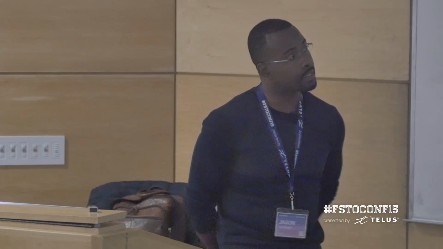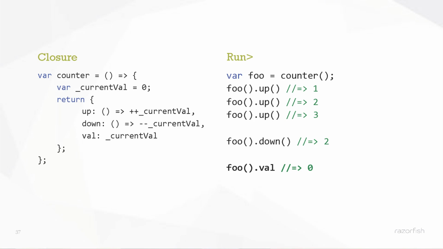So here's another example of a closure. This time it's not returning a function, but I'm returning an object that has three functions. Well, two functions. It's a counter. It's a little bit more useful. Here I'm counting up or down by calling the up or down method on my foo. But if you notice on the last line there, if I call foo.val, looks like I have a bug. Get 0 instead of the last number.